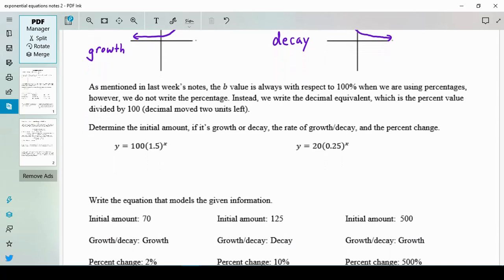You're asked to determine the initial amount for this problem. Remember, our exponential equations are modeled by y equals ab raised to the x power. So our initial value is right here. Our a value, the initial value, is 100. Next thing we're asked to do is determine if this is a growth or a decay. In our case here, this is a growth. The reason why we know it's a growth is because our b value, which is 1.5, is greater than 1. So that means that we have a growth.